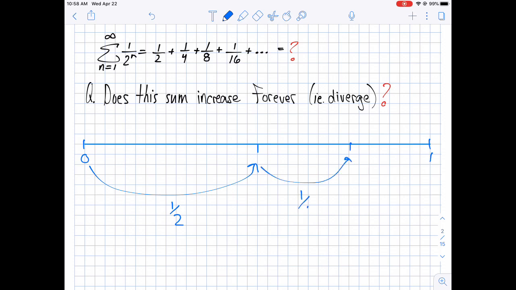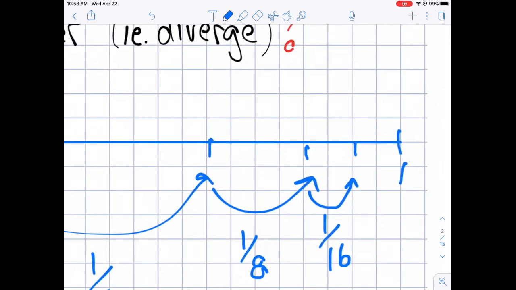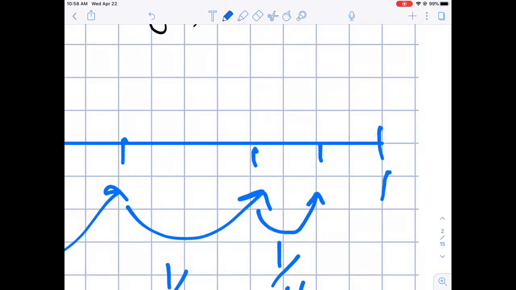If this is 1 over 4, then now let's look at adding in 1 over 8, and that will again be half of the remaining distance. So this is going to be 1 over 8. And then we take our 1 over 16, and 1 over 16 will be again half of the remaining distance. And now let's zoom in on what's going to happen here in the long term.